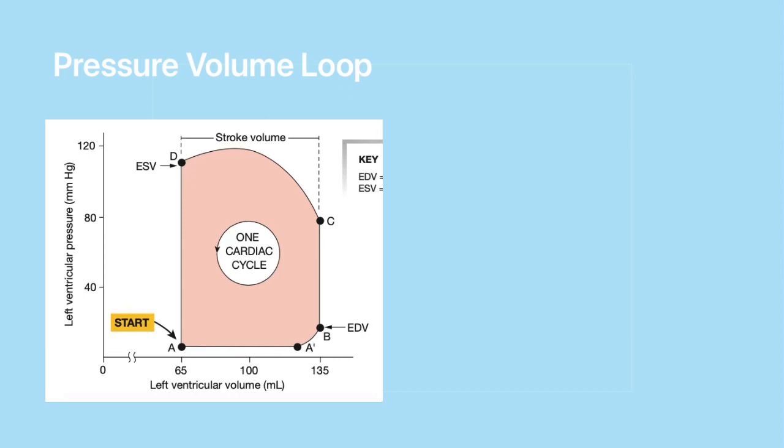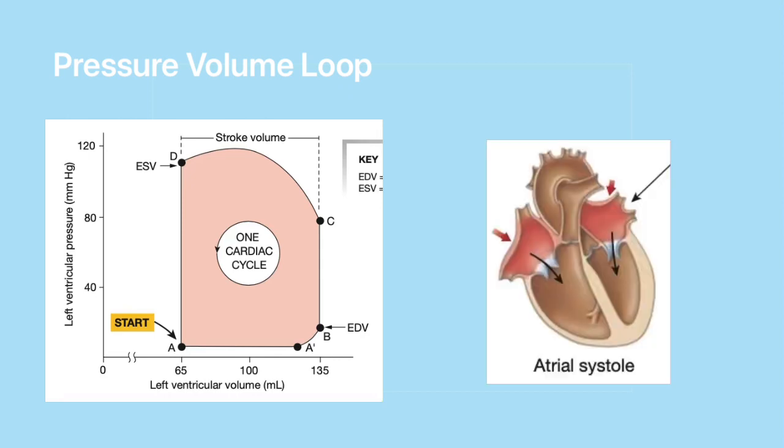From point C to D, volume decreases from 135 milliliters to 65 milliliters, where pressure increases and hits a peak of 120 millimeters of mercury and then starts to decrease slightly. From point D to A, volume stays the same at 65 milliliters and pressure decreases rapidly to approximately 10 millimeters of mercury. This cycle will start again when atrial pressure exceeds the pressure in the ventricle.